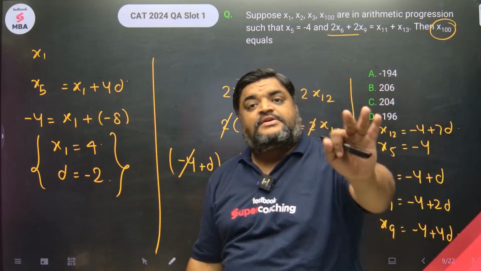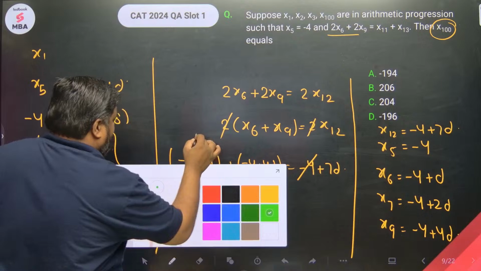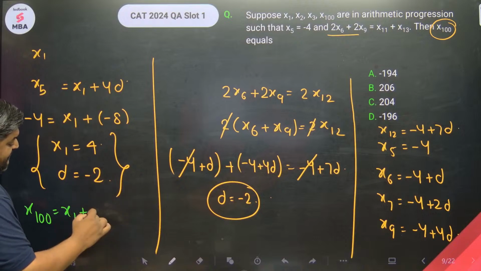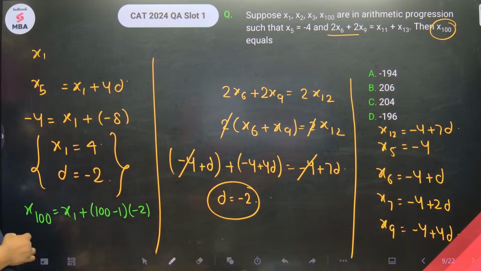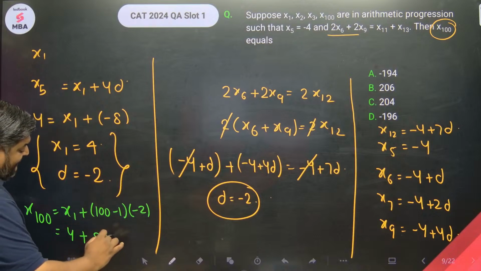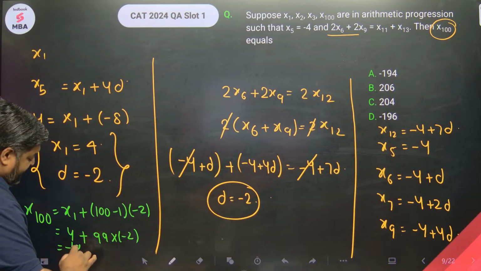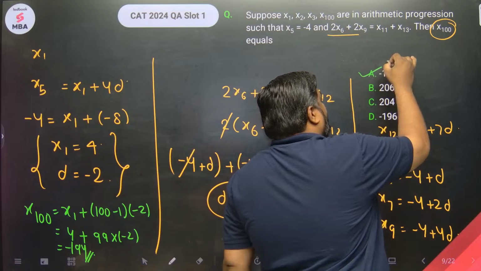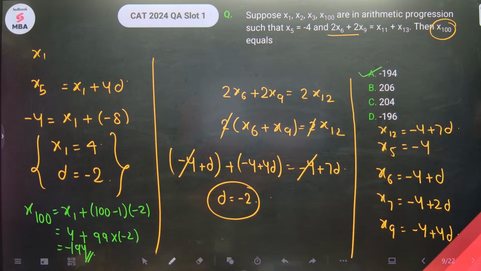I am looking for the 100th term. How will the 100th term be found, beta? Sir, use the formula, sir, what are you doing? Use it. x100 would be x1 plus (100 minus 1) into d, a plus (n minus 1) into d. x1 is 4, plus 99 into -2. This is -198 plus 4, answer is -194. Answer is -194, option A.